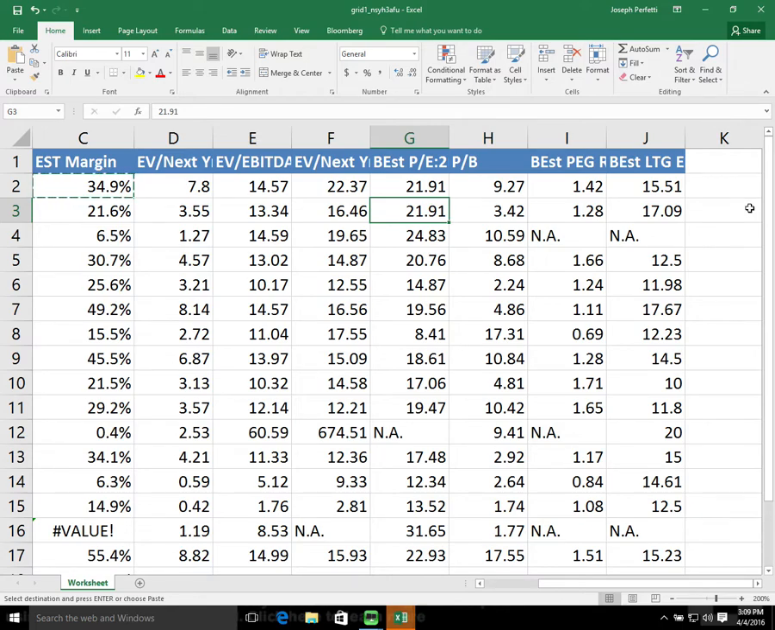But what I do know is PayPal is a lower margin firm, and PayPal is expected to grow faster than the industry. So that's actually why they're trading at a little bit of a premium on the enterprise value multiples, because the market is valuing their growth more so than their margins.